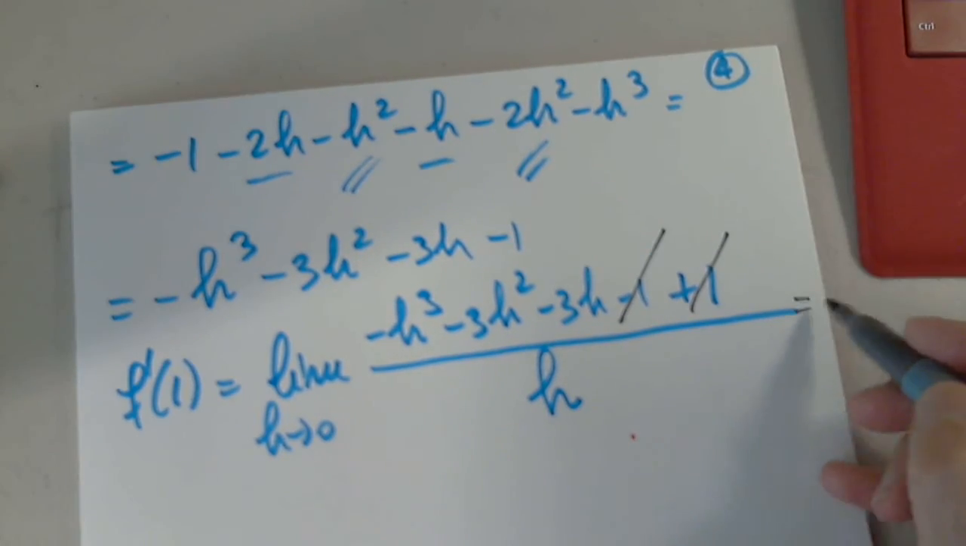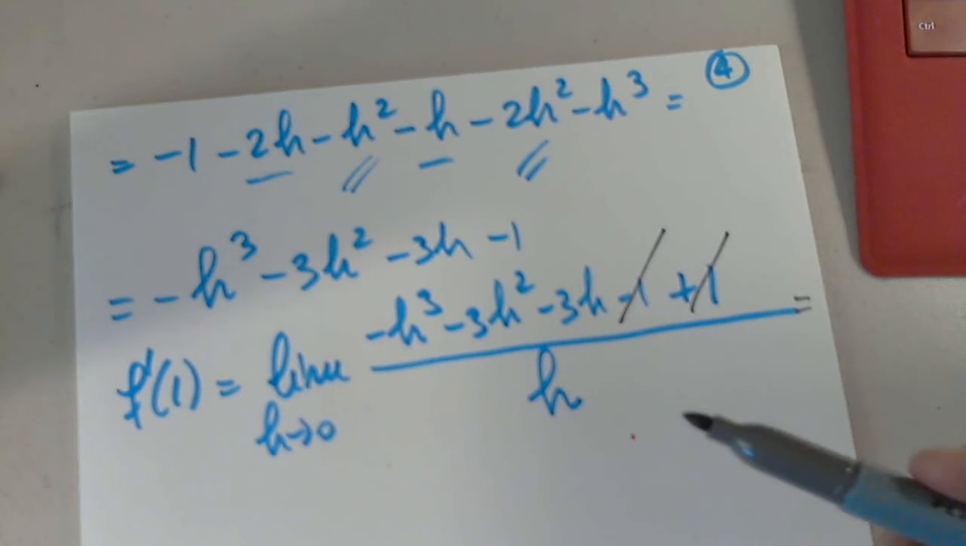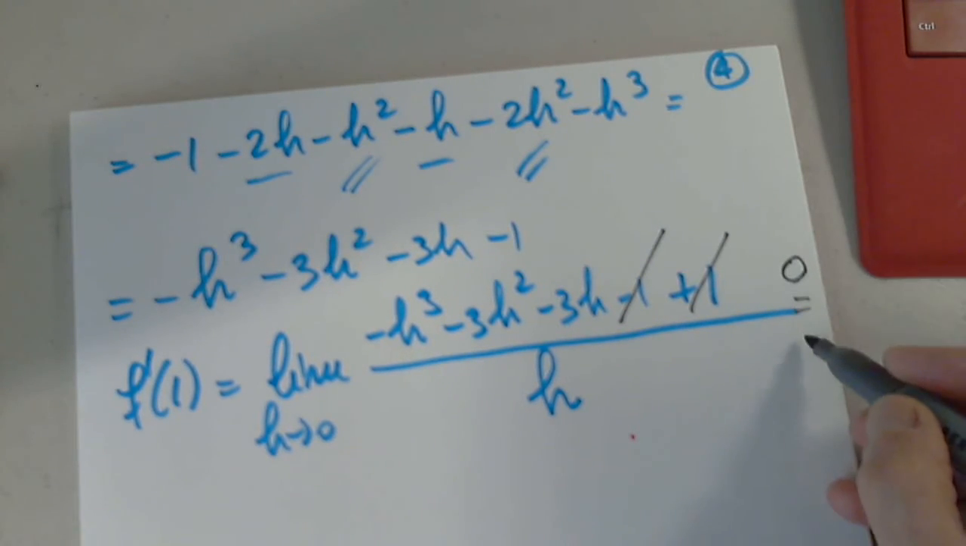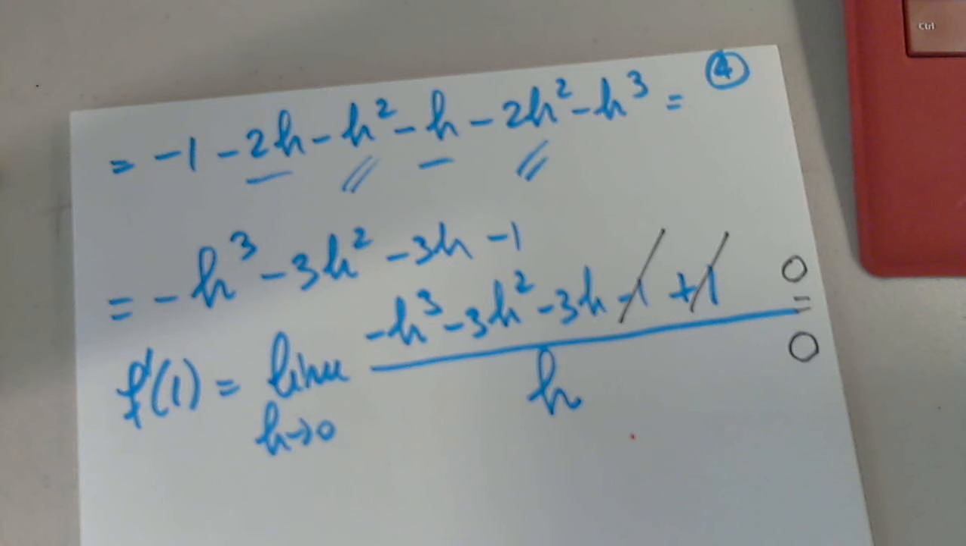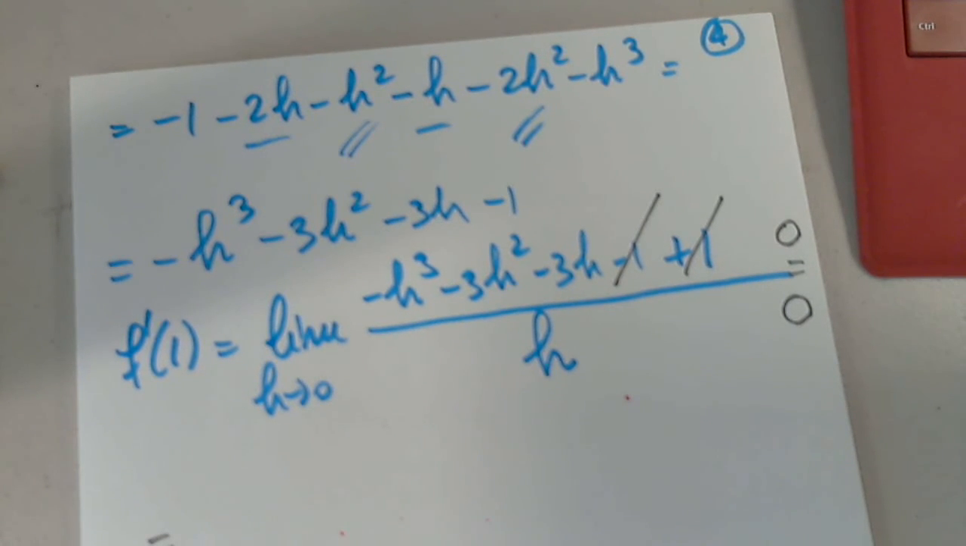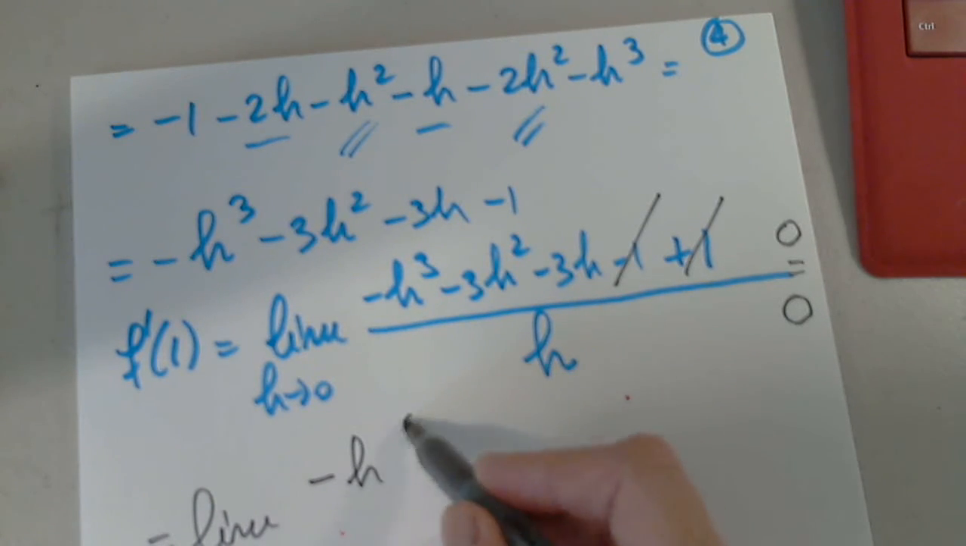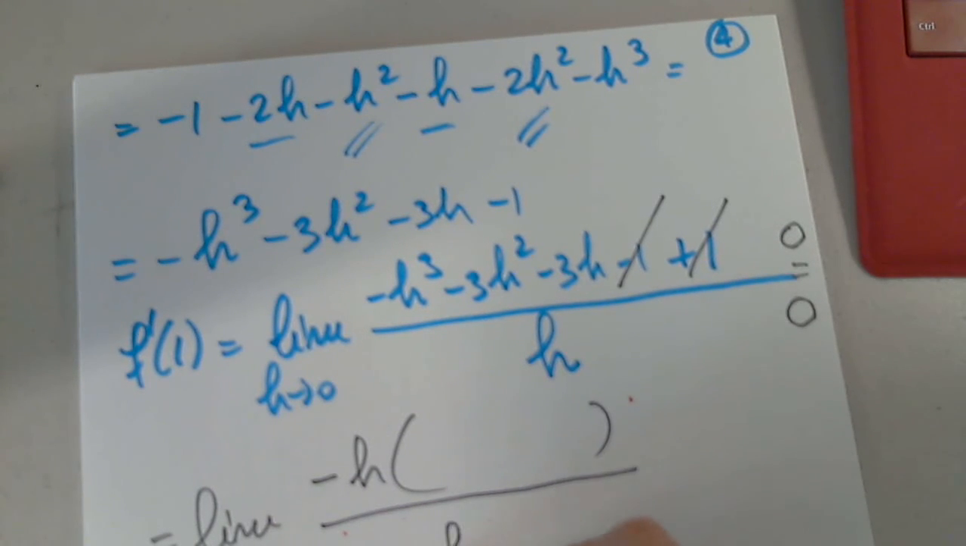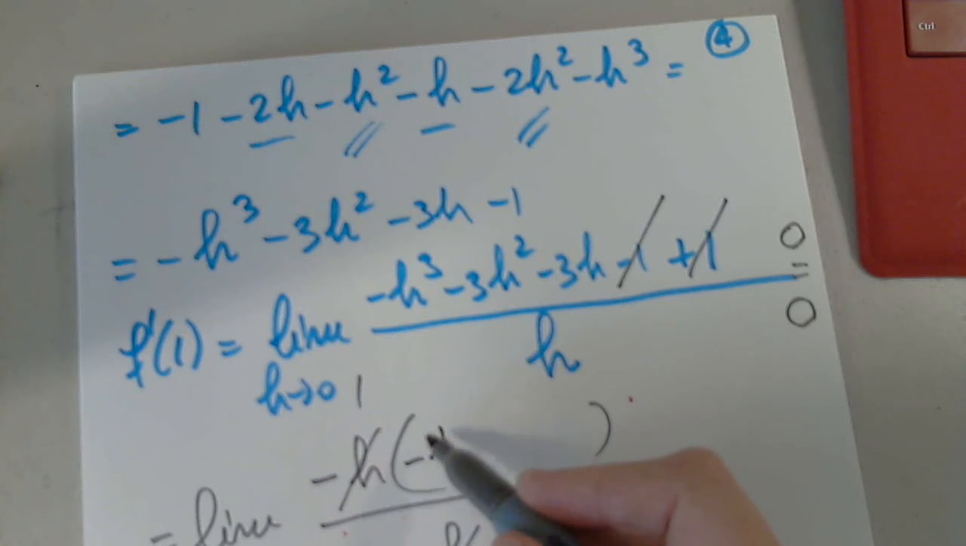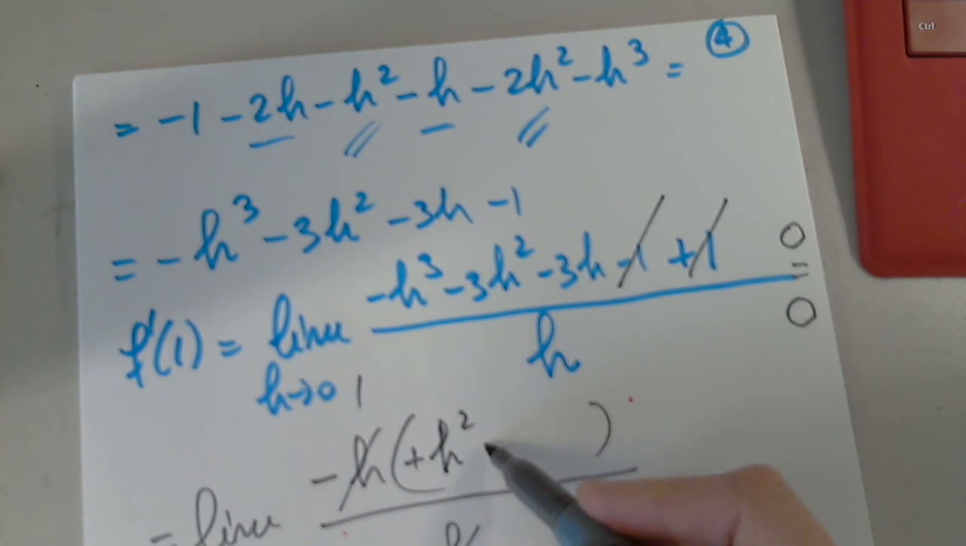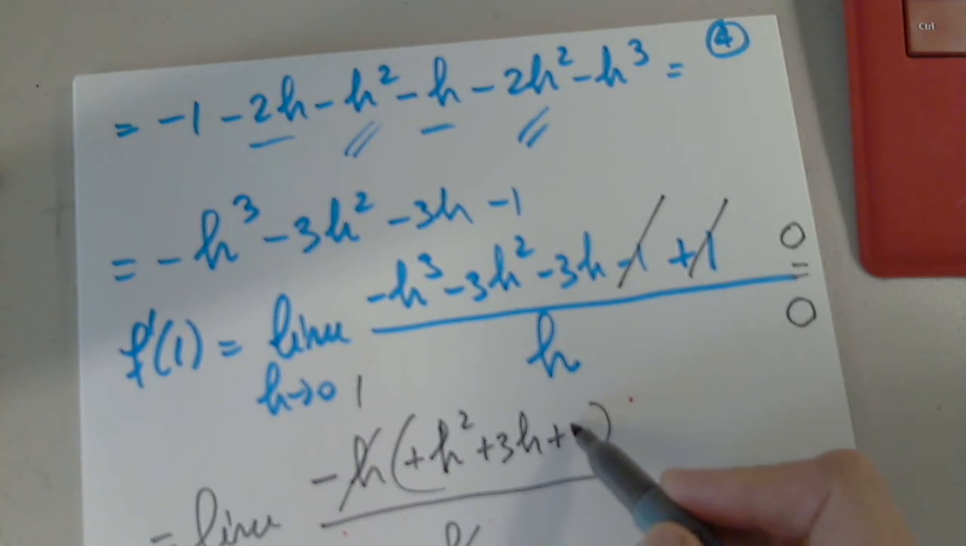In the next step, of course I'm going to ask you to plug it in, and you know it's 0 over 0. It's one of the indeterminate cases, and there is hope for it. So then the limit as h approaches 0. Pull out an h. I would like to pull out a negative h. That means the h from the denominator must go away. There are 3 terms left at the top, so positive h squared, and positive 3h, and positive 3.